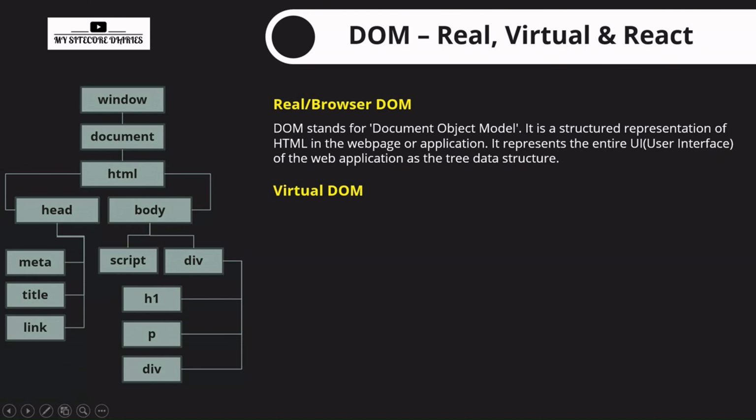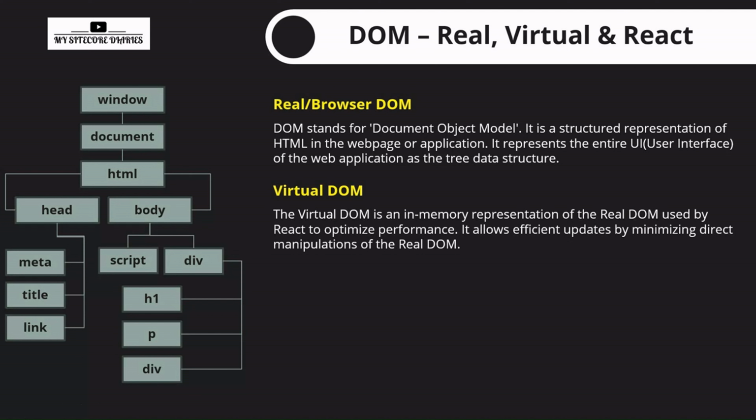Now let's talk about the virtual DOM. The virtual DOM is an in-memory representation of the real DOM used by React to optimize the performance. So it is the in-memory representation, whatever you are seeing in the DOM will be created in the memory. When changes are made to the UI, the virtual DOM updates first, and it then calculates the most efficient way to update the real DOM, ensuring better performance and a smoother user experience by minimizing direct manipulation. There will not be any direct manipulation. We will see that process later.